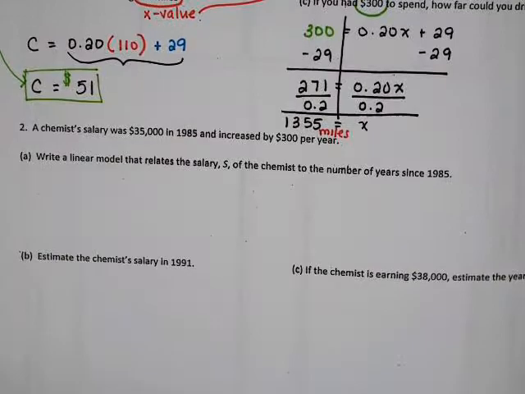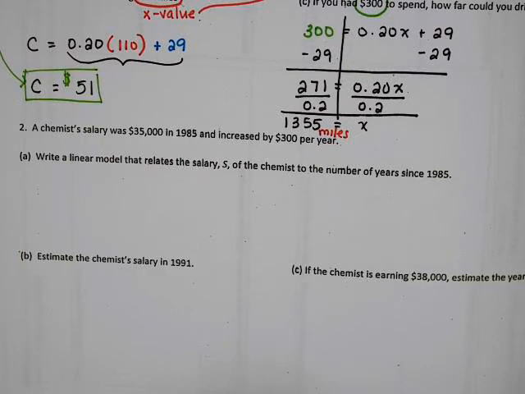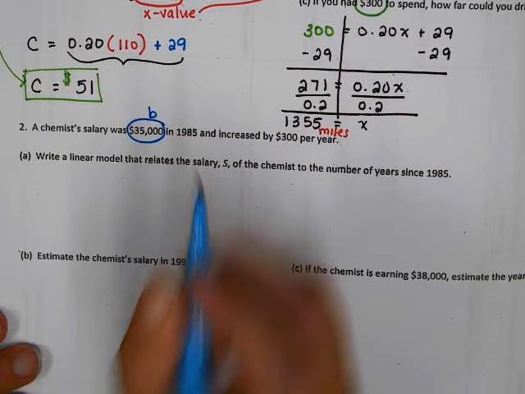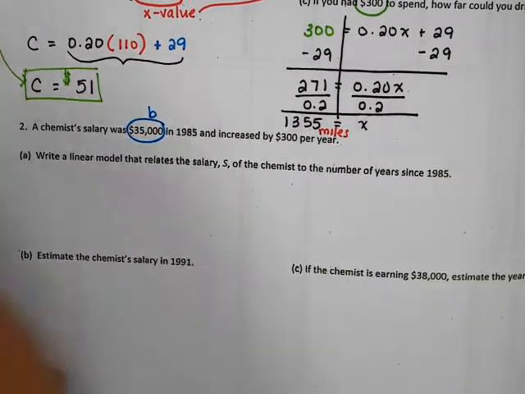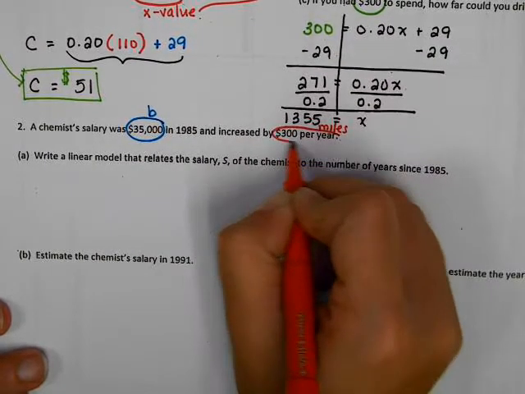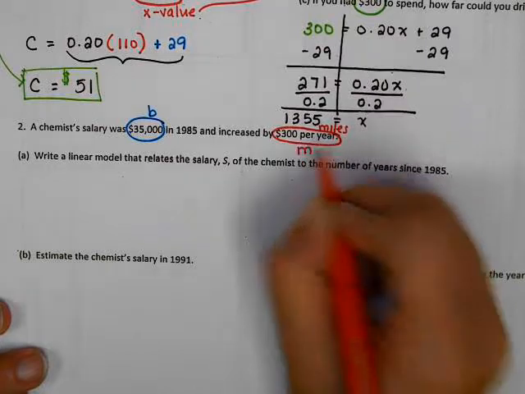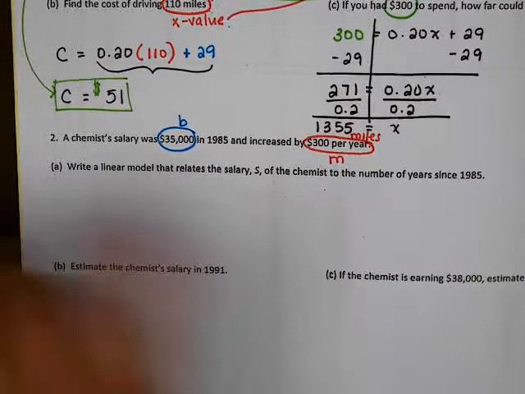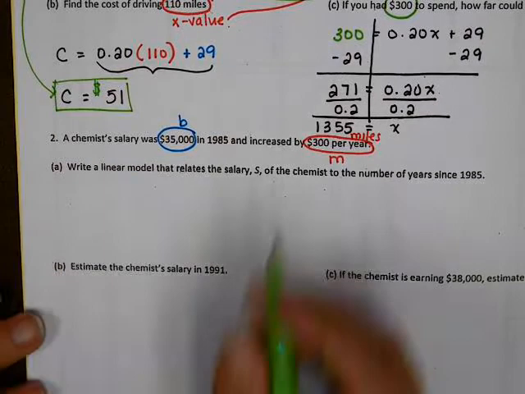So it says a chemist's salary was $35,000 in 1985 and increased by $300 per year. So I'm starting with $35,000, which is my initial value, my one-time amount, and I'm increasing $300 per year. So that's going to repeat, so that's my slope. It says write a linear model that relates the salary S of the chemist to the number of years since 1985. So I'm going to start by writing down what my variables stand for.